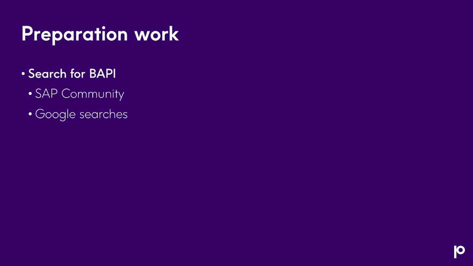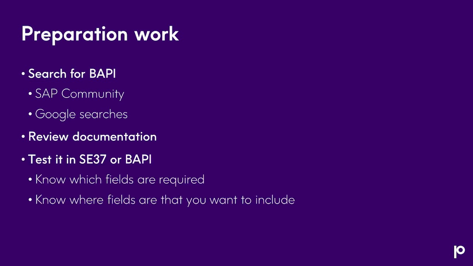You can also do searches in SAP. You want to review the documentation if there's documentation, and most have documentation. And then you want to test it. You'll test it either in SE37 or the BAPI code. You want to know which fields are required, and you want to know where the fields are that you want to include. So I tend to use SE37. For developers, you'll want to have access to SE37 to be able to test it out, see what fields are there, and be able to test out your particular scenario before you actually try to build it out in Direct.